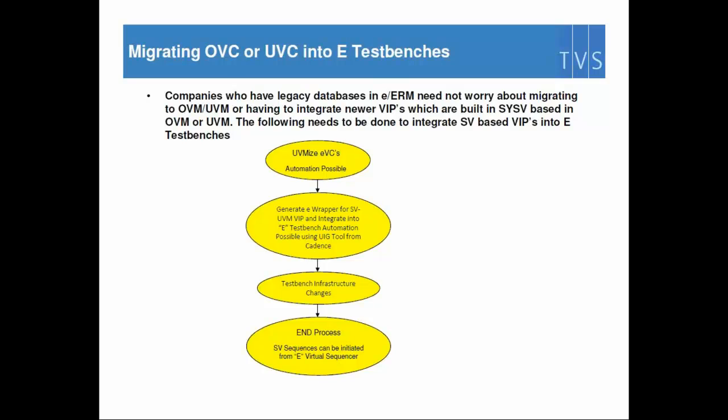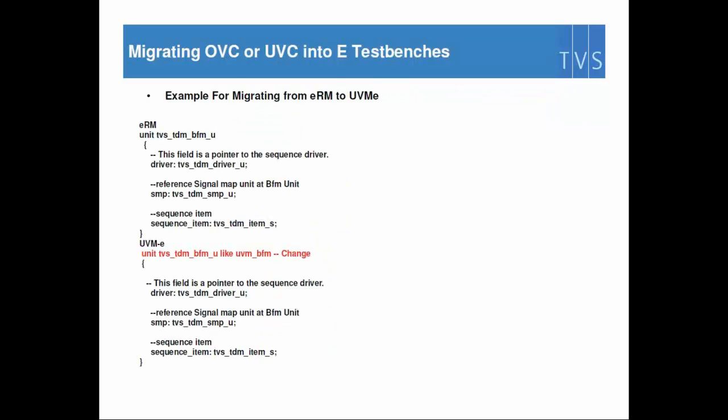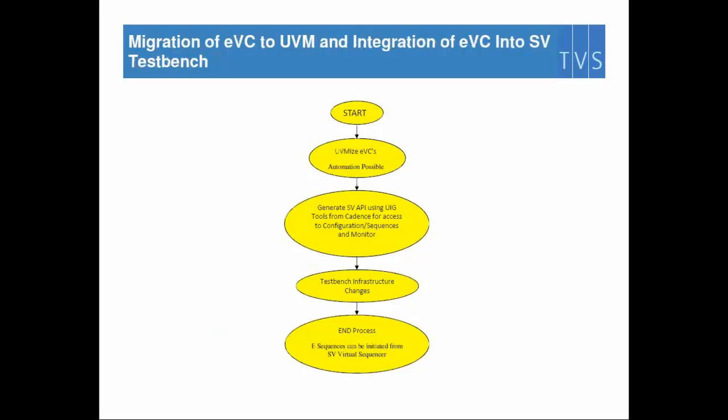So we can provide a framework in which there would be an E wrapper around the SystemVerilog VIP, and then that E wrapper can be integrated into a top level environment so that the entire environment works with E sequences now. Similarly, we can have an SV wrapper on top of an EVC. In that case, we'll have a SystemVerilog verification environment, which can internally have various EVCs, E verification IPs.